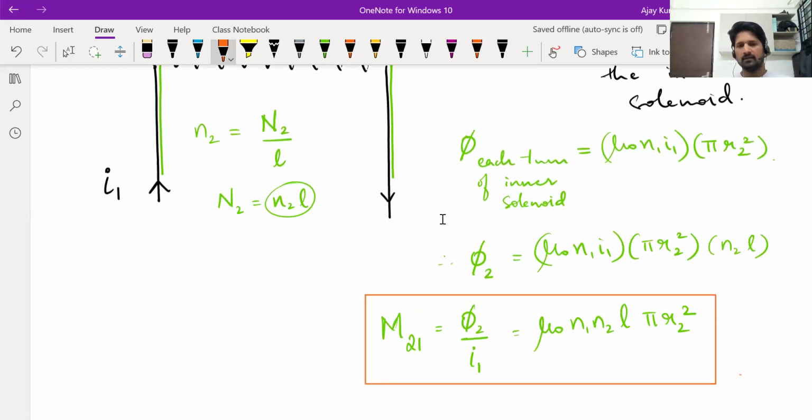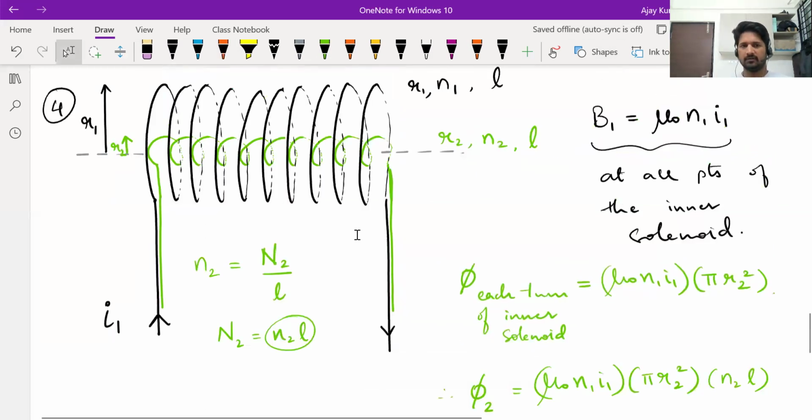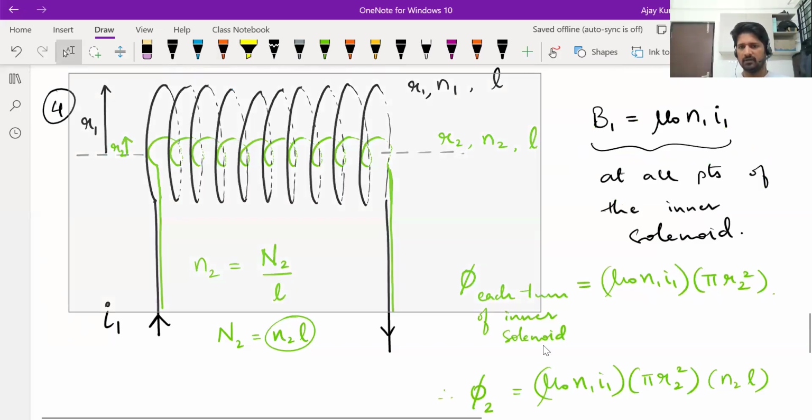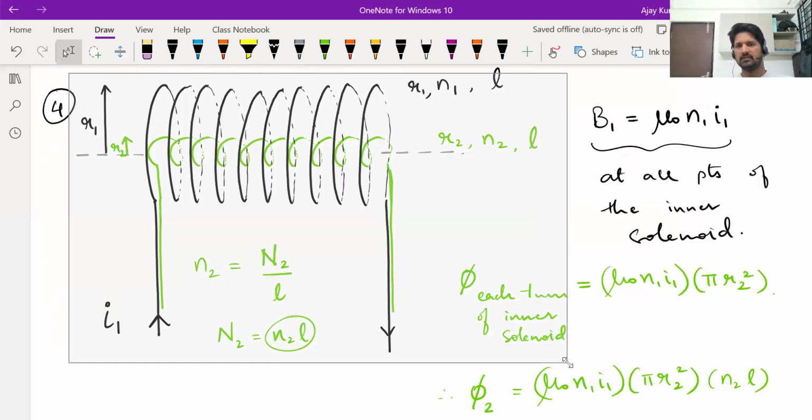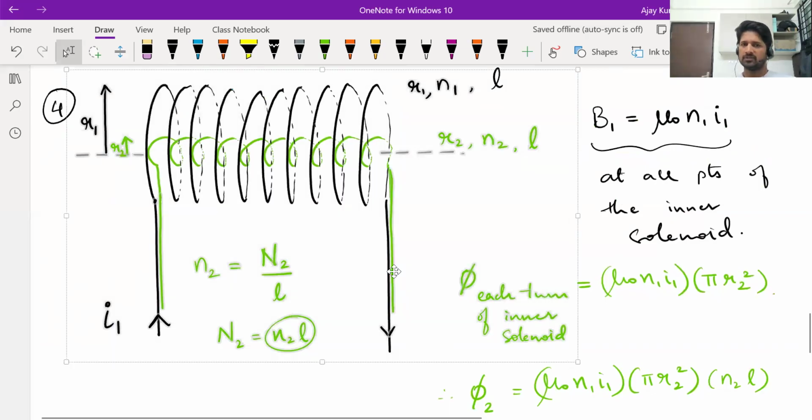Let us now do it the other way. We'll assume current flows in the inner solenoid and we'll find out how much flux it produces in the outer solenoid.